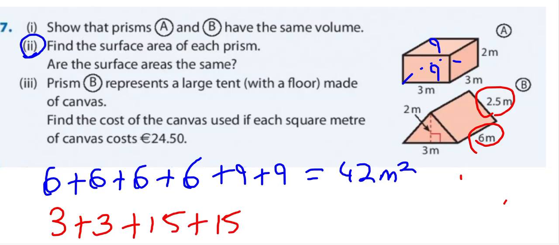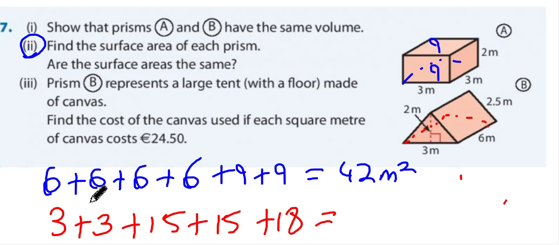The only thing we have left is the base rectangle. And what size is the base rectangle? 3 by 6? 18. So I'm thinking this time we're going to get 30, 48, 48 plus 6, 54 meters squared. So I think the triangle has a bigger surface area than the box.